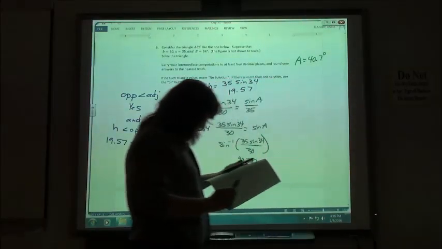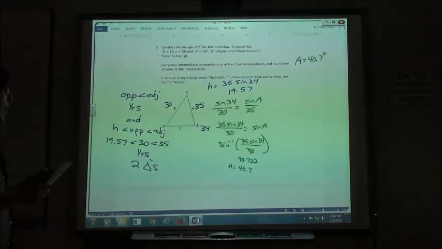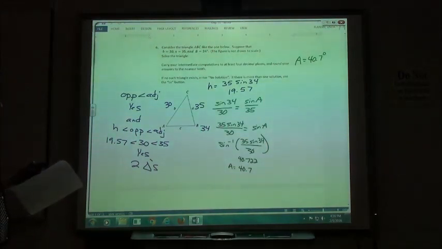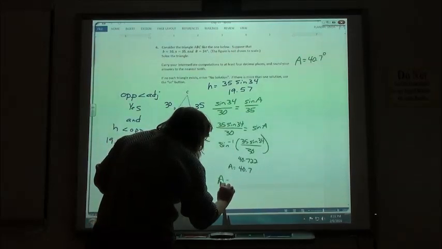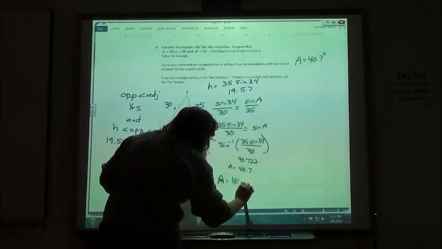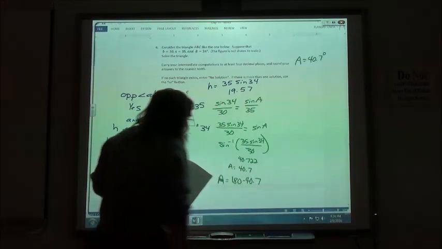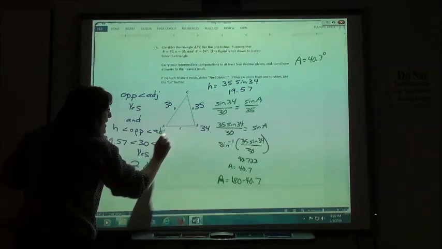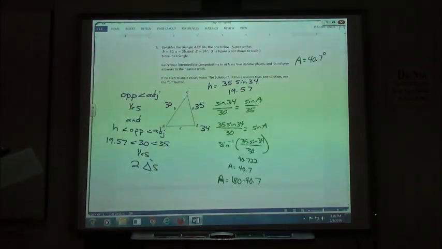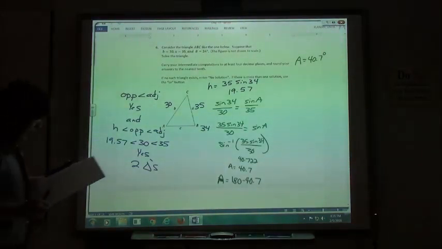So A is going to equal 40.7 degrees. Now that's for one of my triangles if A is an acute angle. If A happens to be the obtuse angle, what I'm going to do for my other angle A is to take 180 and subtract the 40.7. If it's obtuse instead of acute, making a straight line across here, I would take 180 minus 40.7. So 180 minus 40.7 gives me 139.3.